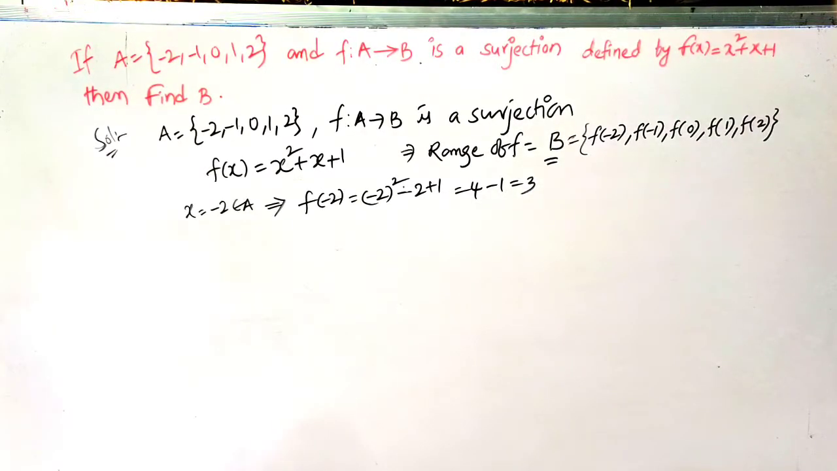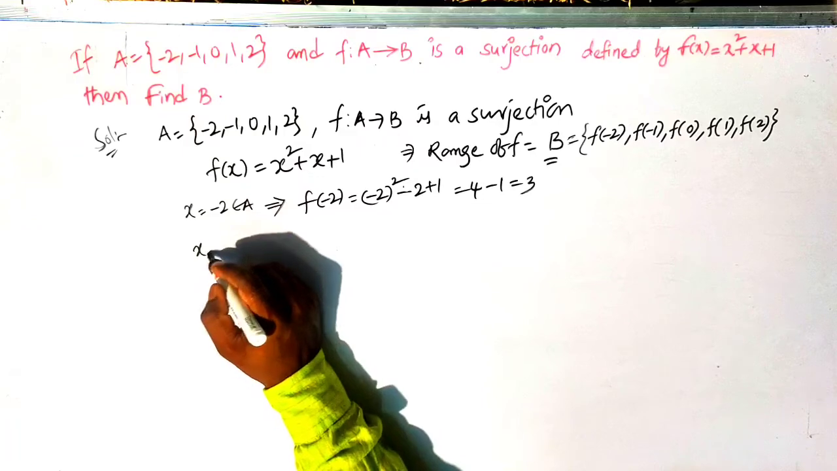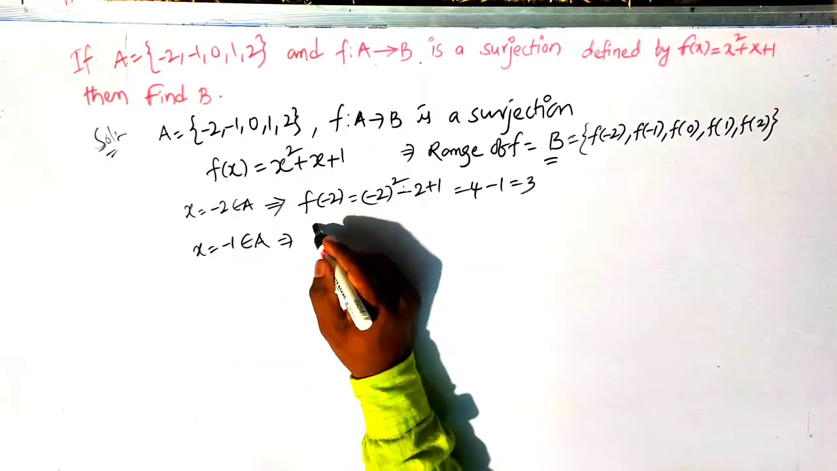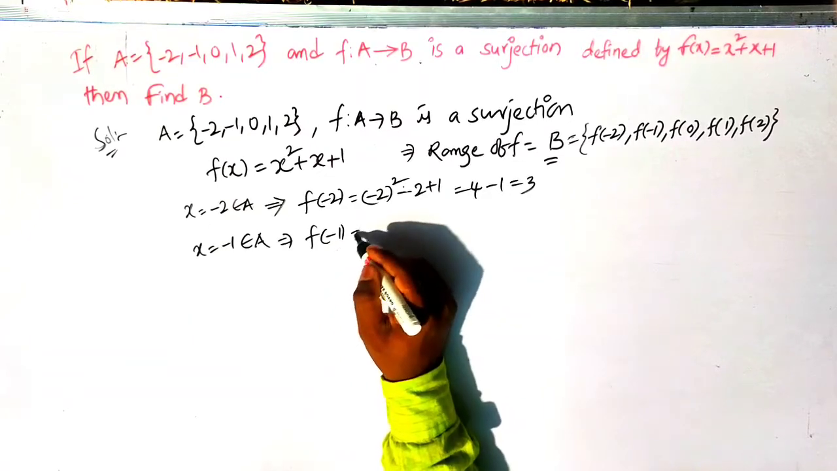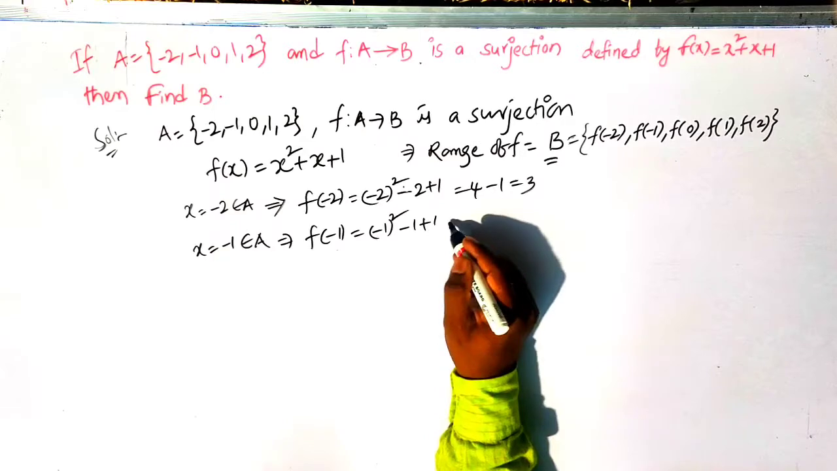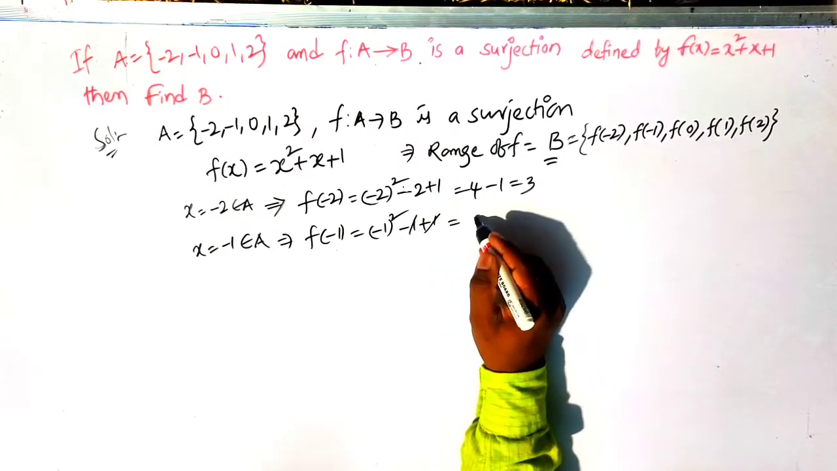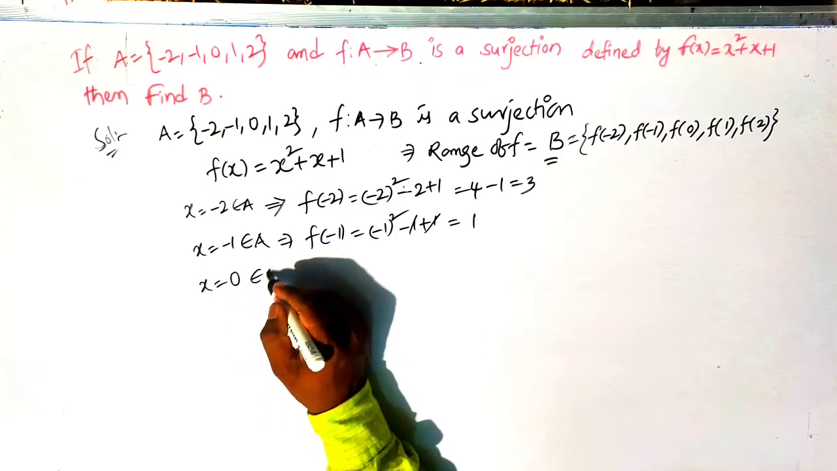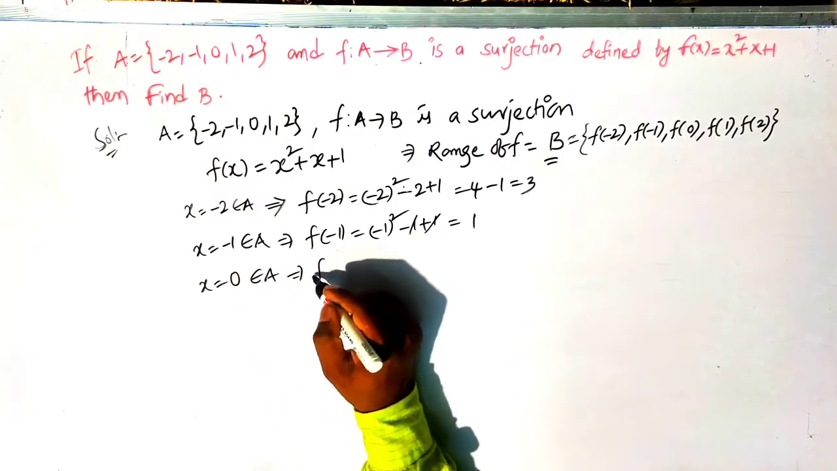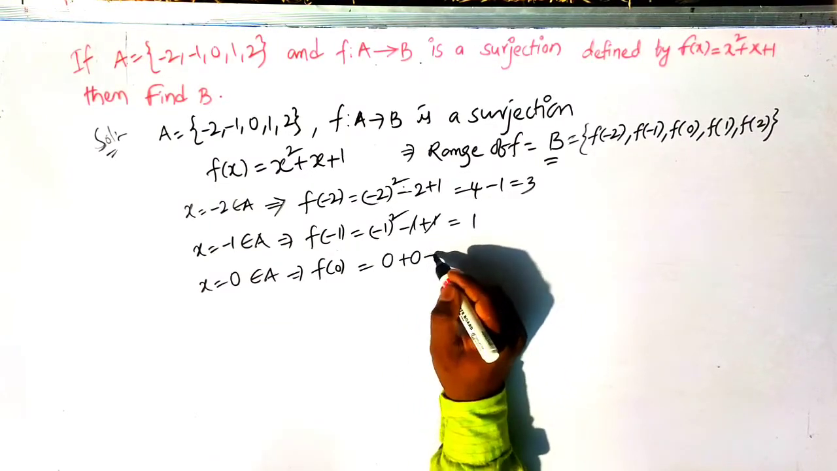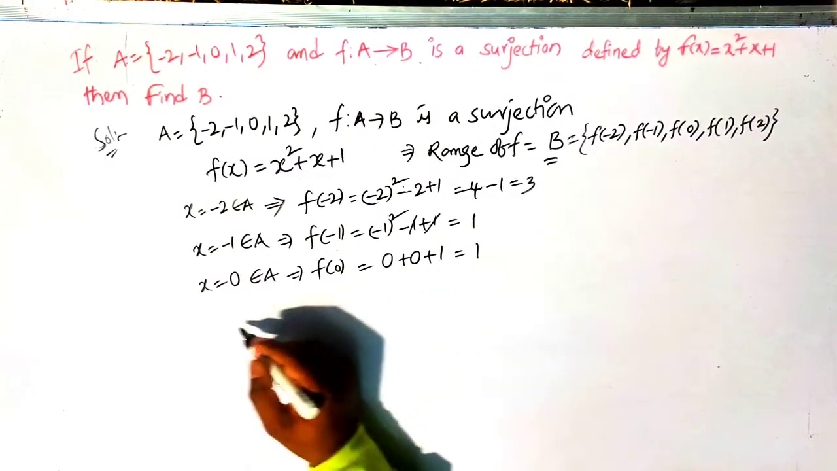Okay. Next, x equals -1 belongs to A. Again, f of -1 equals (-1) whole square -1 plus 1, that equals, we get here (-1) whole square is nothing but 1. x equals 0 belongs to A. f of 0, 0 square plus 0 plus 1. So again we get here 1.